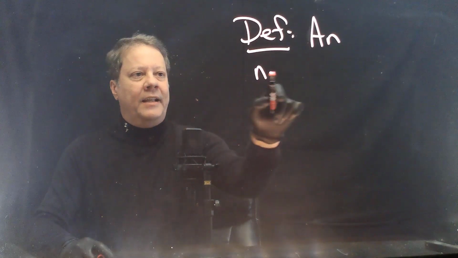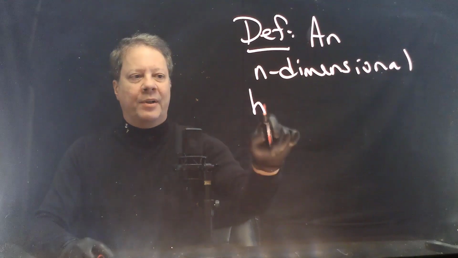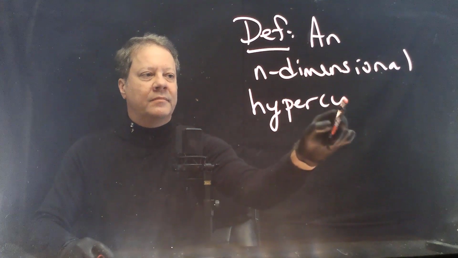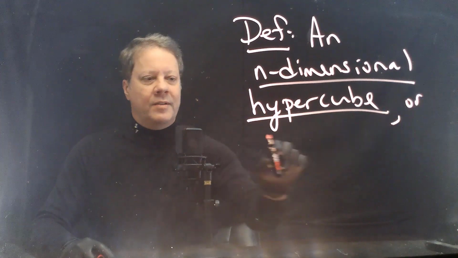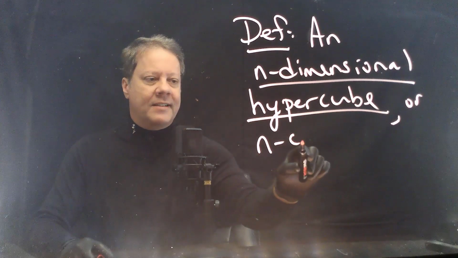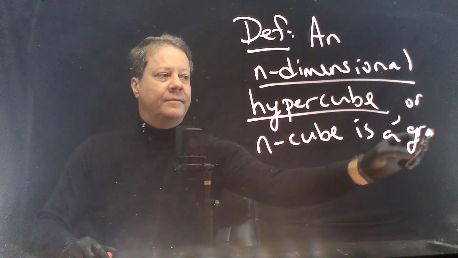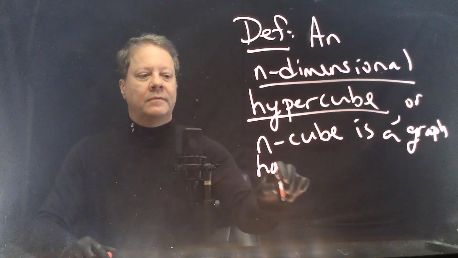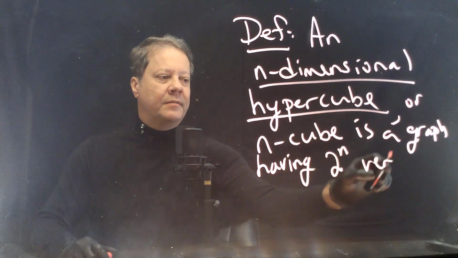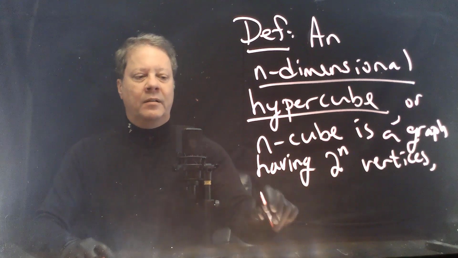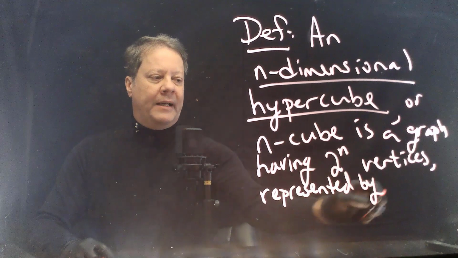An n-dimensional hypercube. That's a mouthful. So sometimes we abbreviate this as an n-cube, is a graph having 2 to the power of n vertices represented by bit strings.